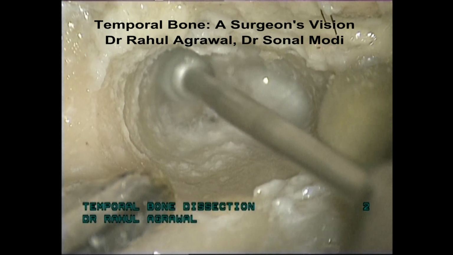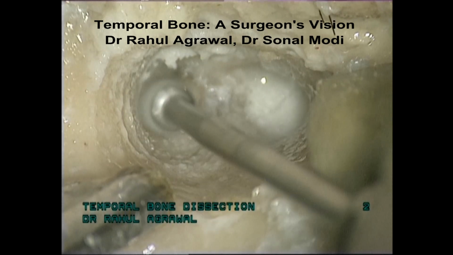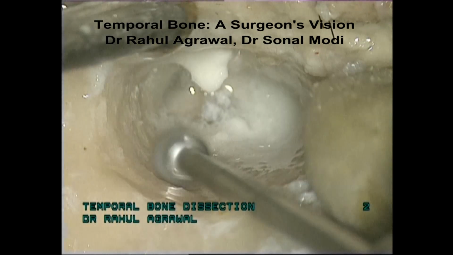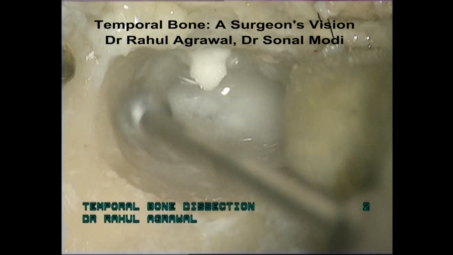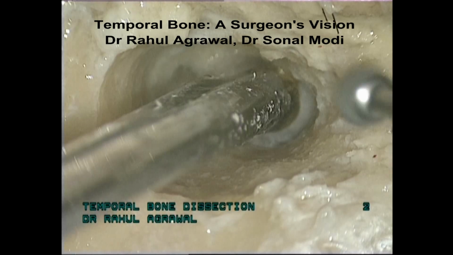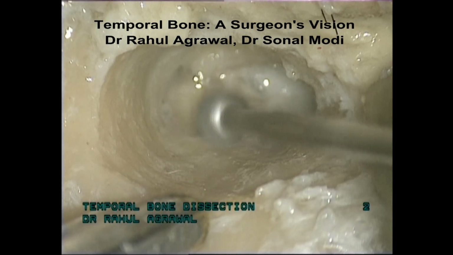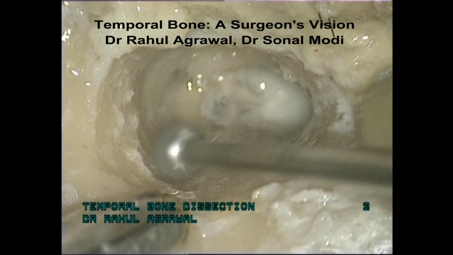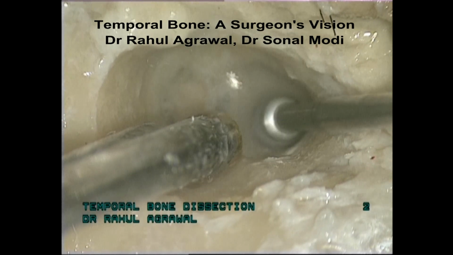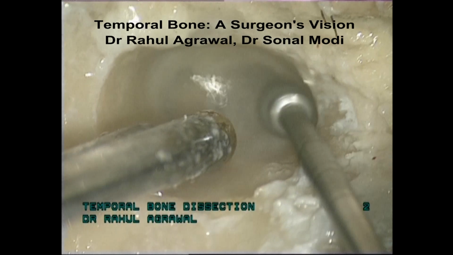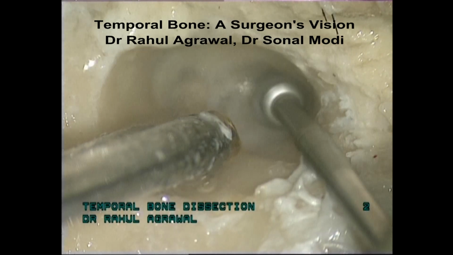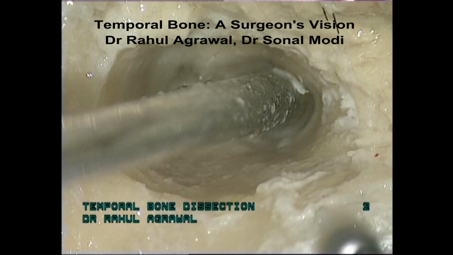So only our middle part of the attic is exposed. Attic is not yet completely exposed. So we'll drill further to expose the attic completely up to the anterior attic. First we are drilling the lateral part and then drilling from medial to lateral. There should not be any bony overhangs in the external auditory canal.